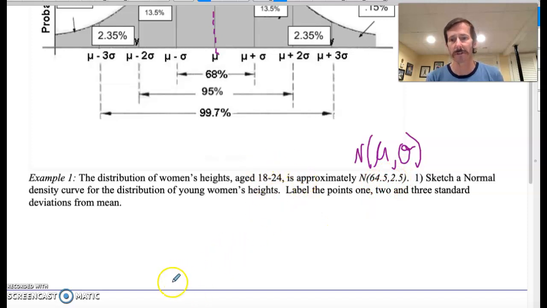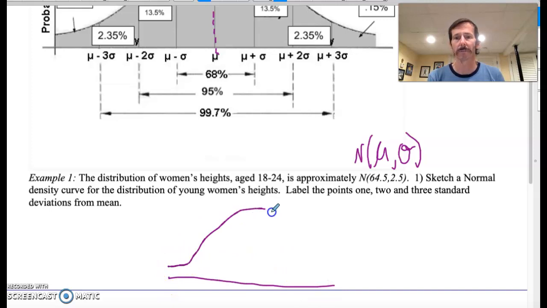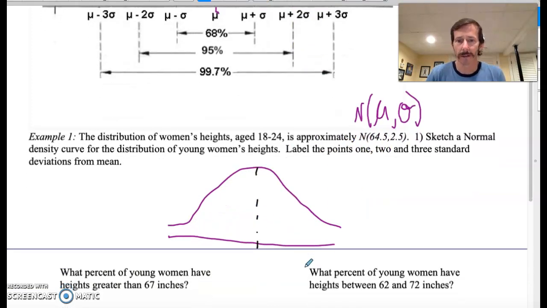So they want me to sketch this thing. So here we go. Sketch it. This is going to be a little bit sloppy. And I need to mark the mean, which is 64 inches right here. And then I'm going to go about 1 deviation up, 2, and 3 to the right, 1, 2, 3 to the left. I want those to be spaced because they each represent the same amount, which is 2.5 inches.